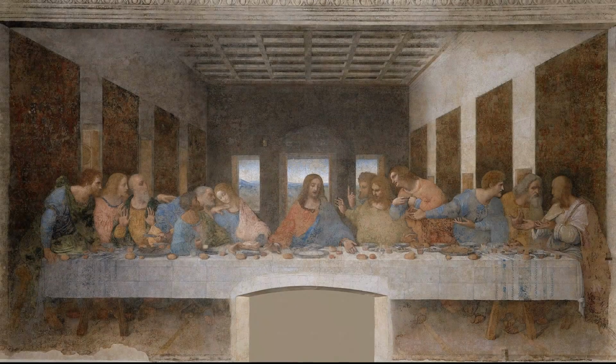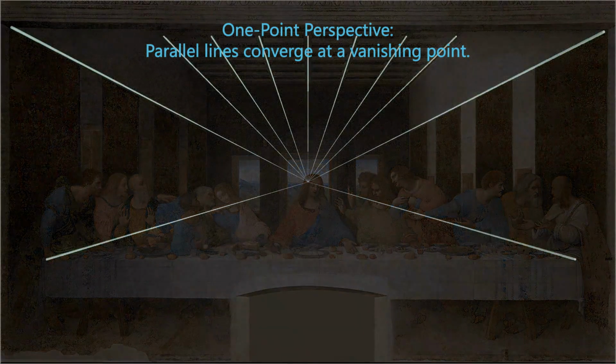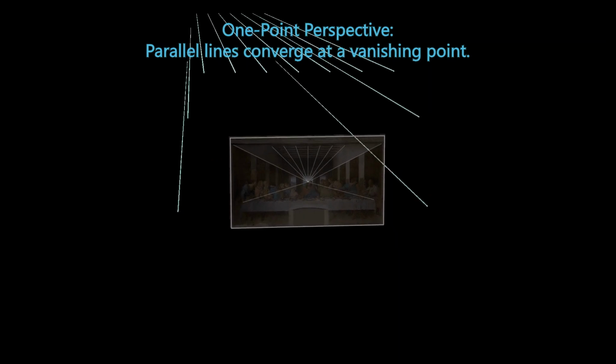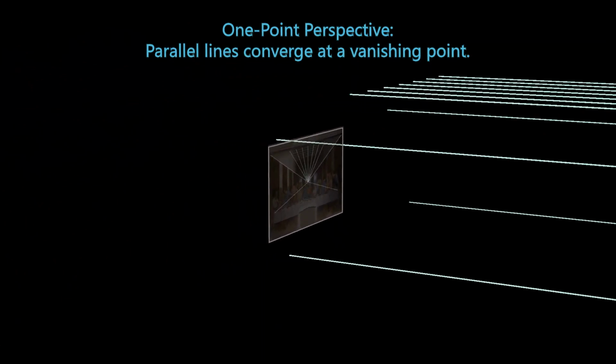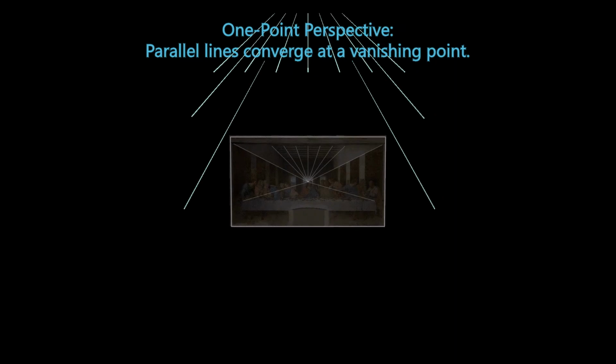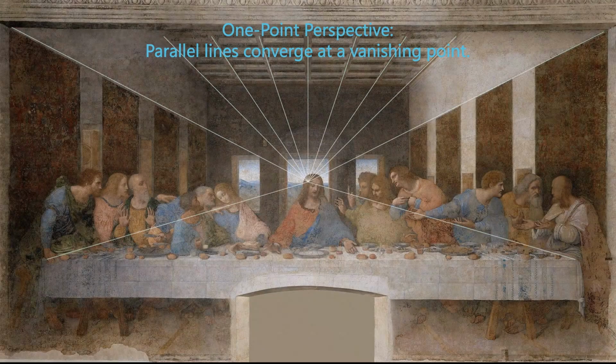This is Leonardo da Vinci's The Last Supper. All lines in space that are perpendicular to the canvas converge at a single point. This is one of the basic techniques of perspective drawing, known as one-point perspective. The point where parallel lines appear to converge on the projection plane is called the vanishing point. If we observe these lines in three-dimensional space, we can clearly see that they are parallel. But on the canvas, these lines converge at their vanishing point.